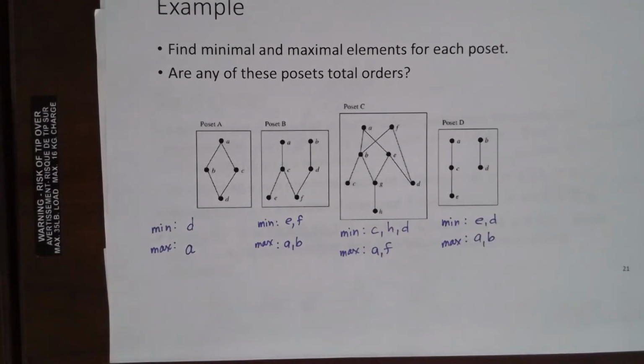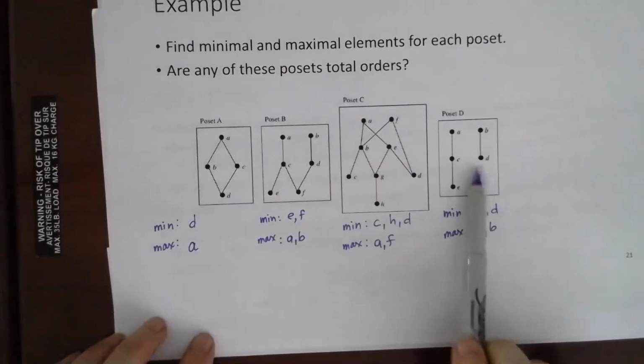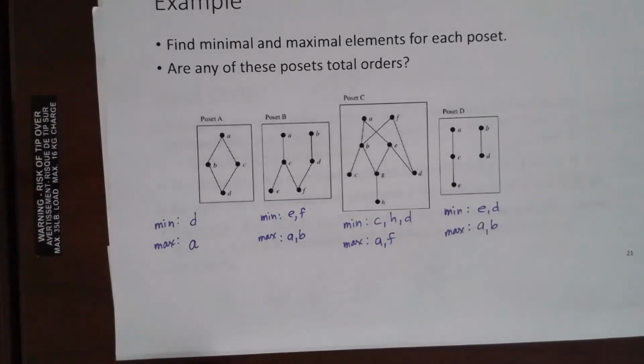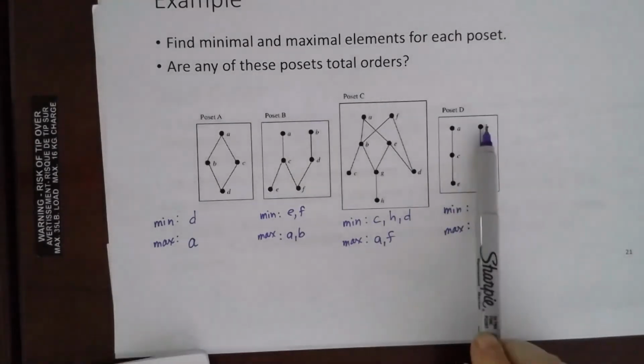So are any of these total orders? That's the big question. It's pretty clear that none of these are total orders, but D is the question. Is that a total order? In a total order, every two elements have to be comparable. So in this, do we have any incomparable elements? Yes, we do. So this is not a total order because we have incomparable elements. Like A and D aren't comparable. A and B aren't comparable.